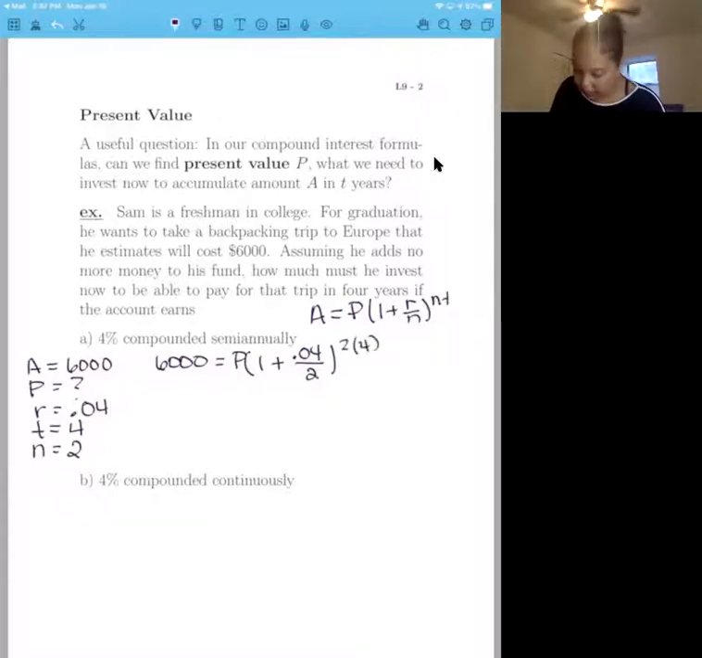All right, so I have 6,000. 0.04 divided by 2, plus 1, is 1.02, raised to the 8th power, 2 times 4.